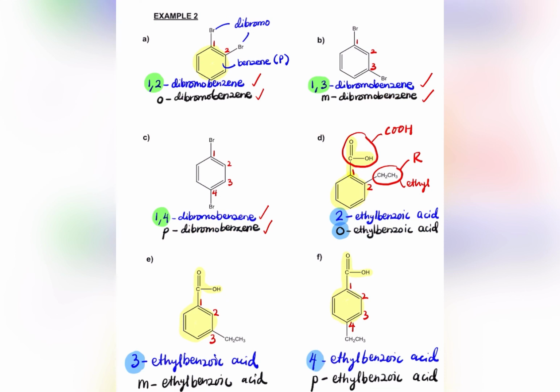So I hope all of you are clear how to give the name by using the ortho-meta-para system for example 2, and also how to apply the priority case when you have two different substituents that attach to the benzene ring.